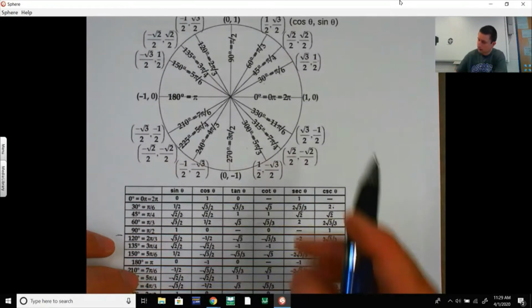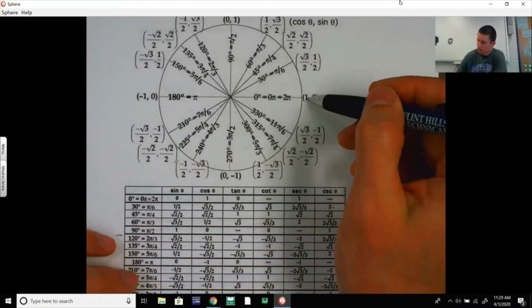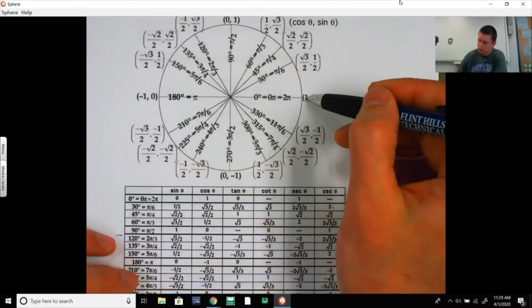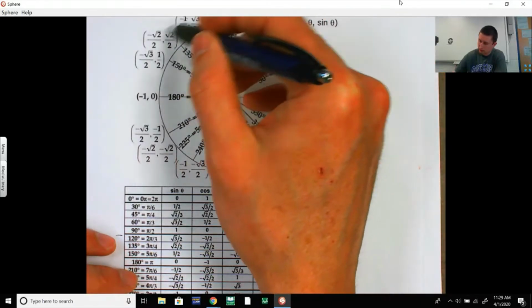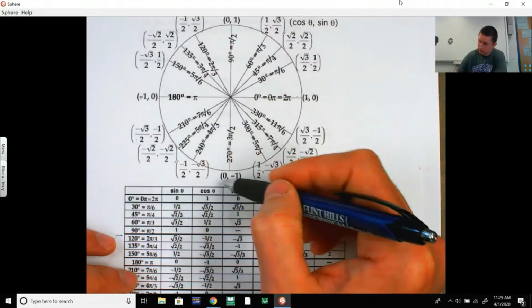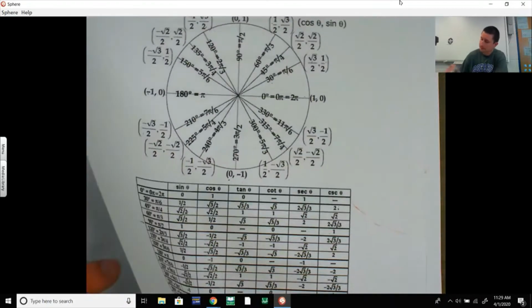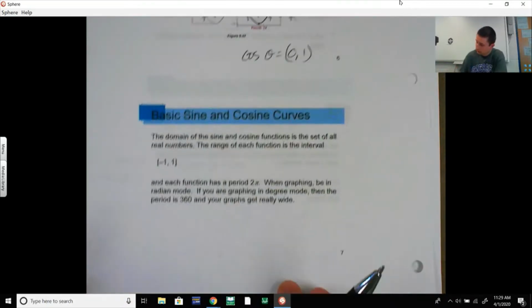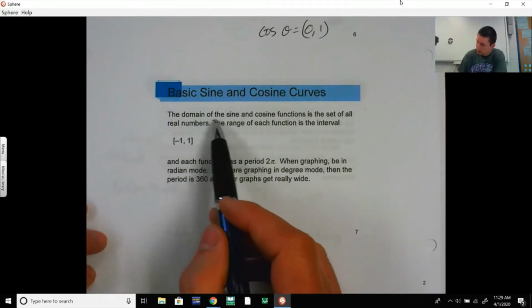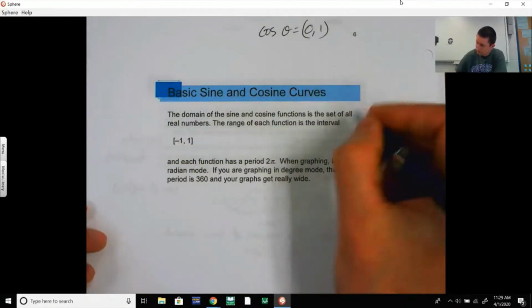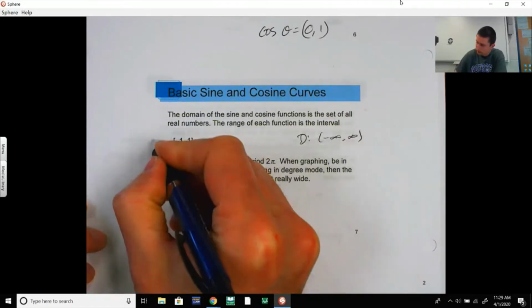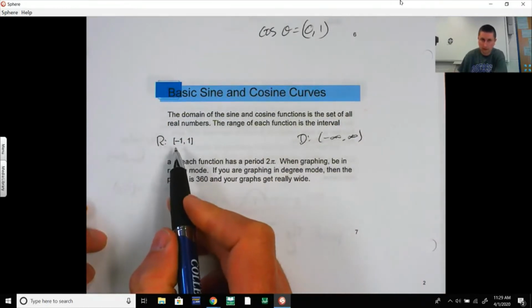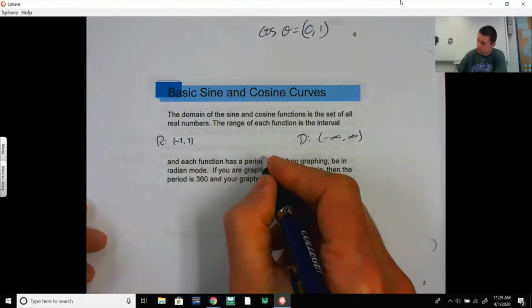So if you're doing the cosine of 0, now you're looking at the x values. Remember, cosine is x. So cosine is 1, and then it starts dropping to 0. It goes to -1, and it comes back up to 0, then it comes back up to 1. The cosine starts high, sine starts at zero. The domain is the set of all real numbers, so -infinity to infinity, and the range is -1 to 1 inclusive. Each function has a period of 2 pi.